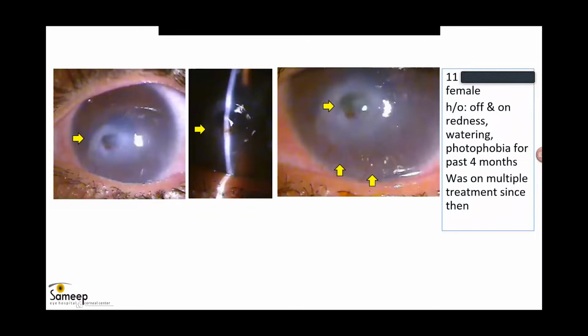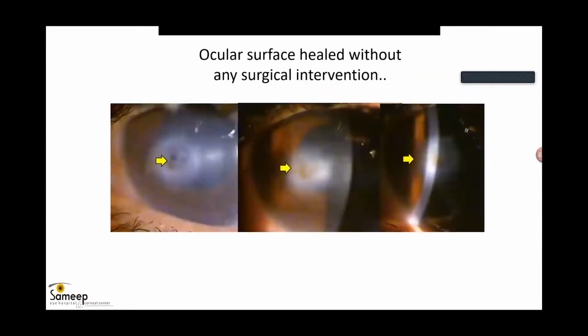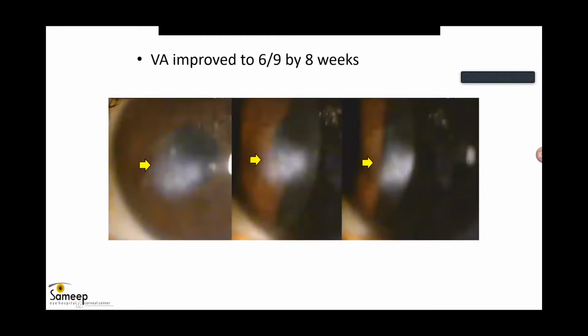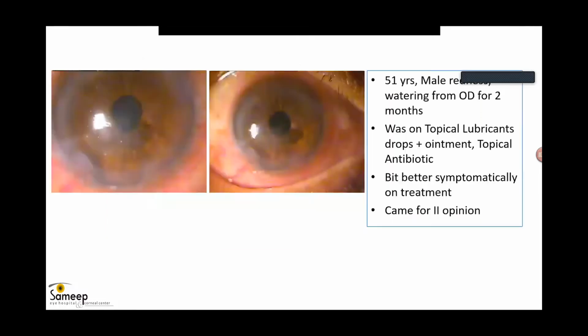But here, what did we do? We realized that the patient was on multiple drugs, so we withdrew everything. We put the patient on epithelial-friendly medications, and we also talked about possibly doing a tarsorrhaphy. But by the time I started following up this patient after stopping everything, the ocular surface started showing an improvement, and we continued with the medical management, and without even doing a tarsorrhaphy, she completely healed. And you can see that the cornea has healed, responded so very well. So it's important to even rule out medicamentosa.